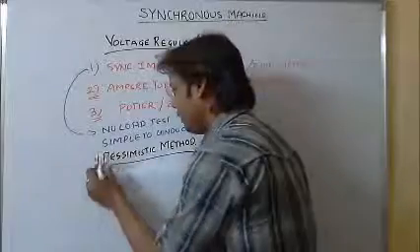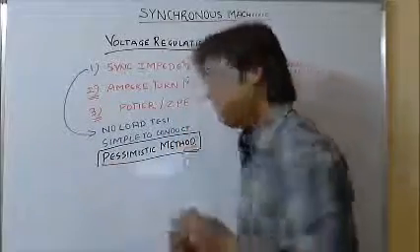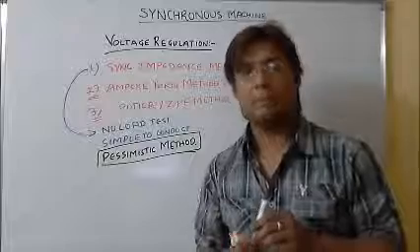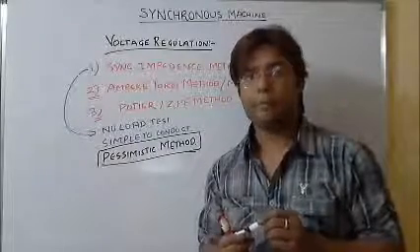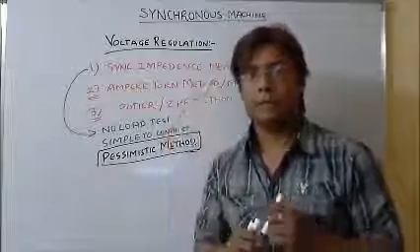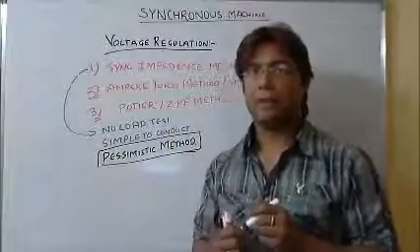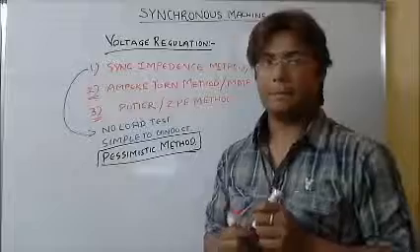This is a very important point. Please remember this thing. It's a pessimistic method because the value which we are getting from the EMF method is always higher than the actual value. So it is normally known as the pessimistic method.